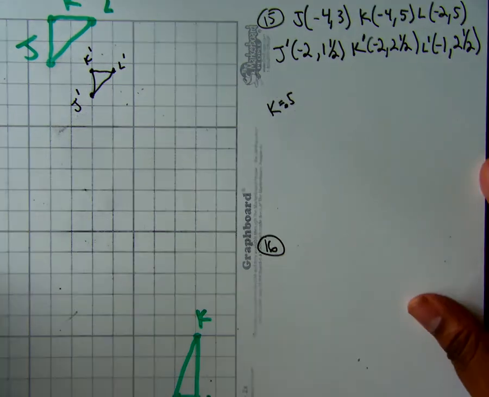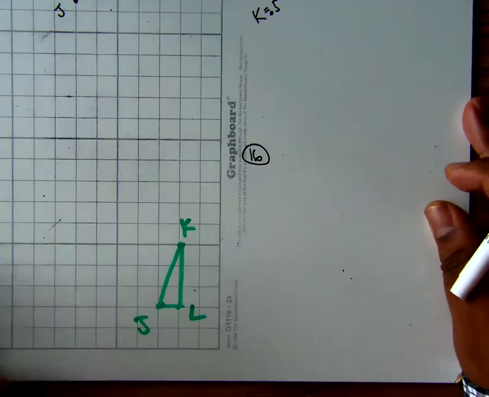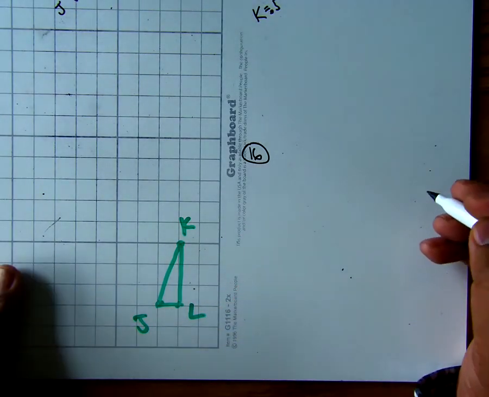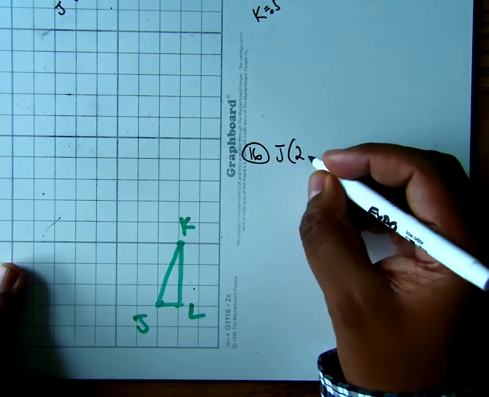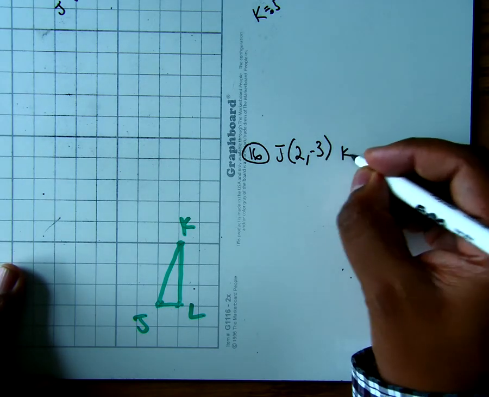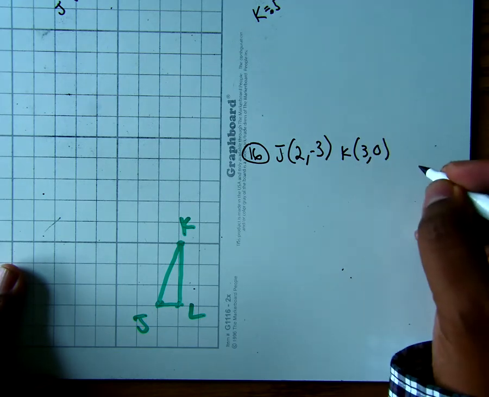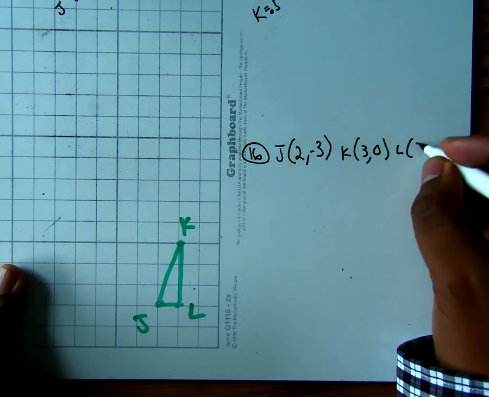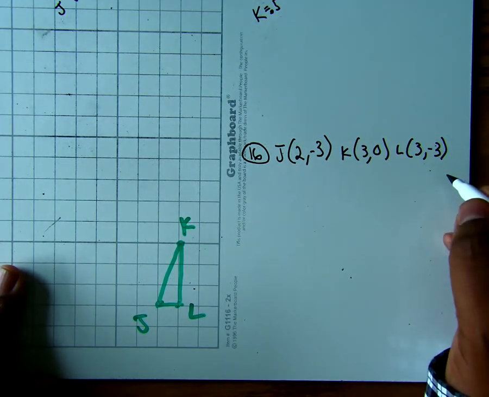And on this example, we're going to enlarge the figure. Okay, so I've already got it graphed at the original shape here. I'm going to write the coordinates for that. J is going to be 2, -3. K is 3, 0. And L is going to be 3, -3. Okay, and that's our pre-image.